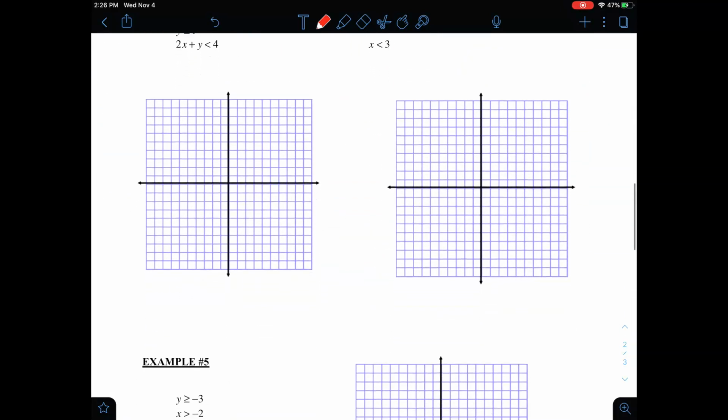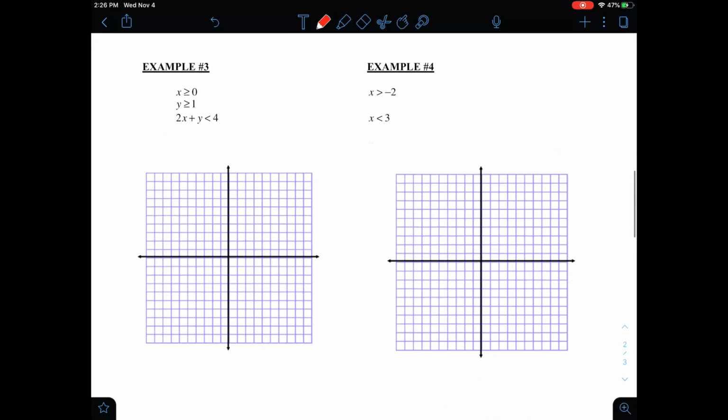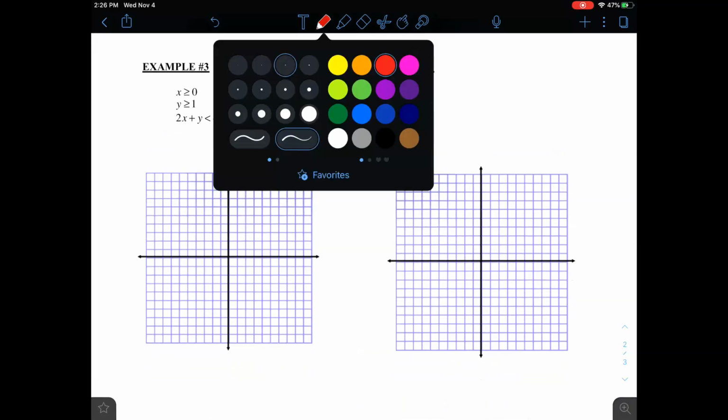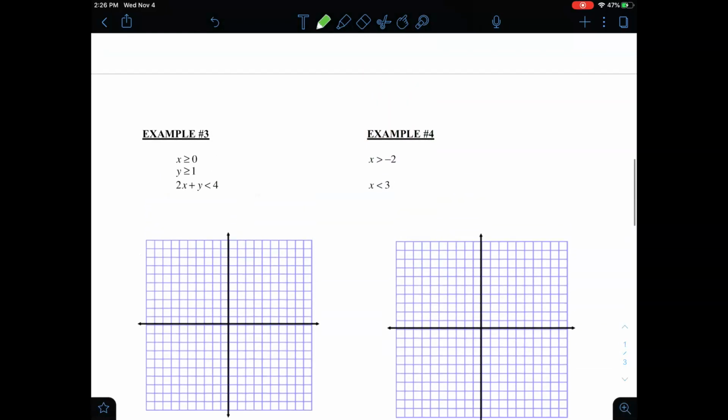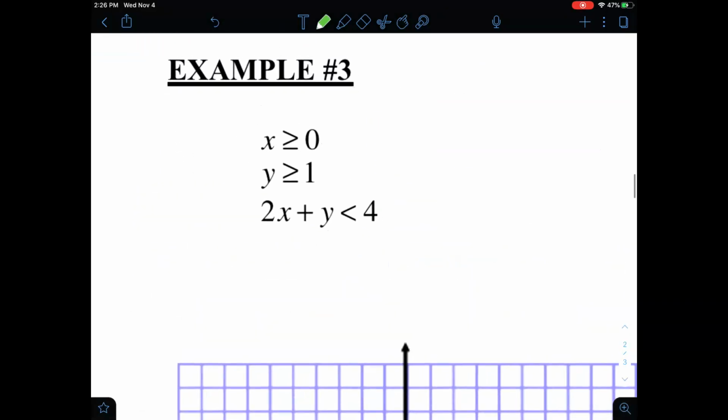All right, we got 3 more examples here. So these are going to take a little while. Just be patient, follow along, and you'll be doing just fine. All right, so we have x is greater than or equal to 0. So first of all, is that going to be a solid or a dashed line? That is solid. And is it shaded to the left or to the right?